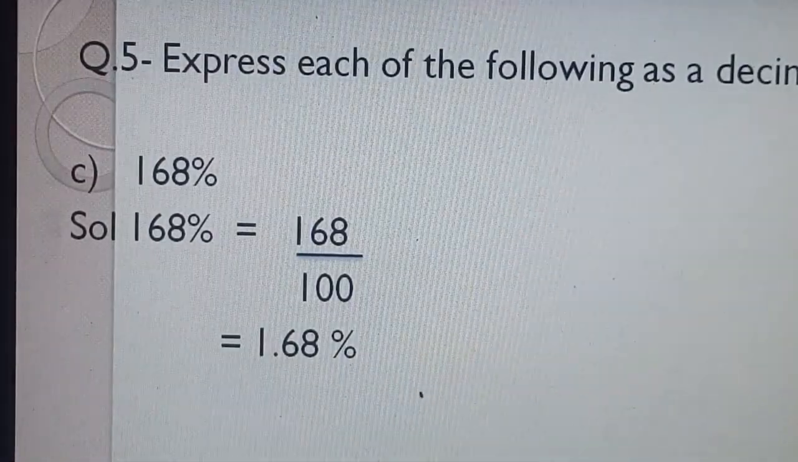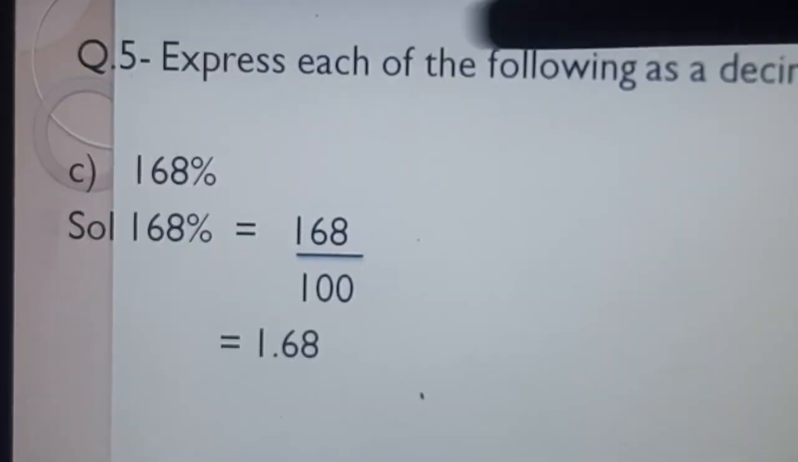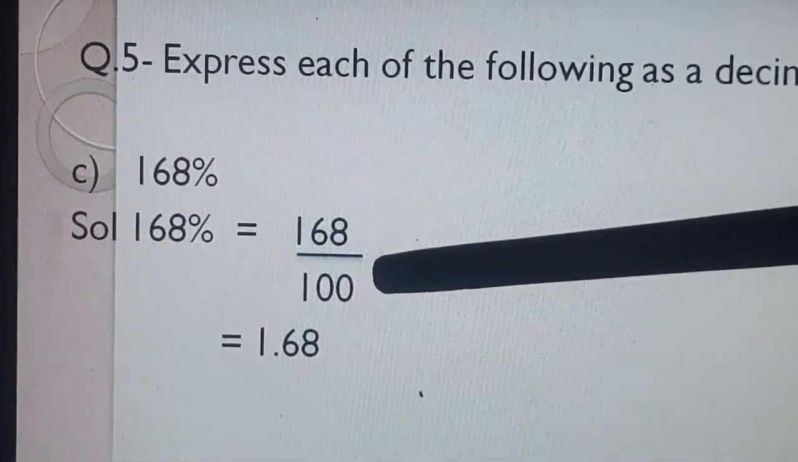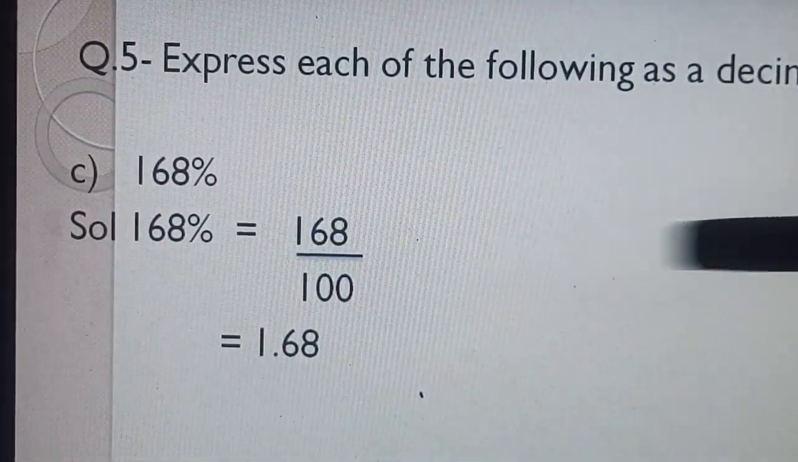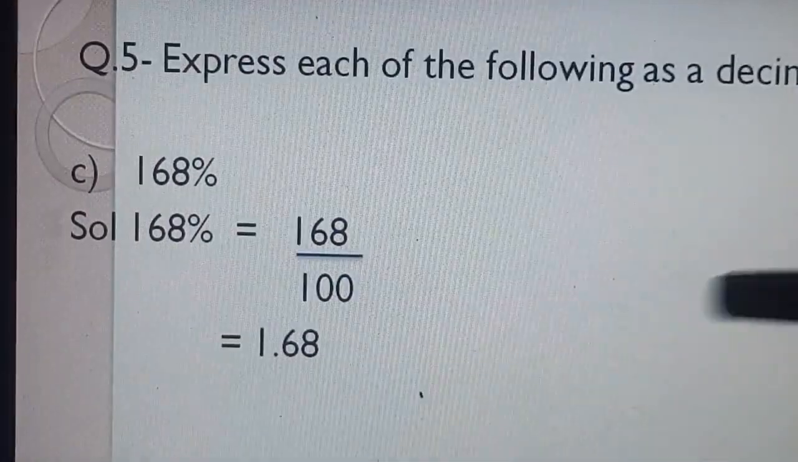Percentage sign will not be there. Why percentage will not be there? Because percentage की जगह तो हमने denominator में 100 लिखा है. Percentage means per 100. Understood? Out of 100. So our answer is 1.68.